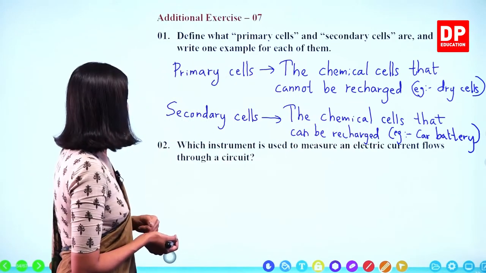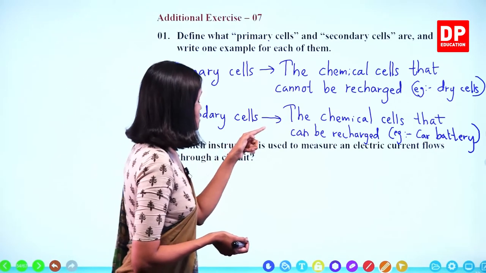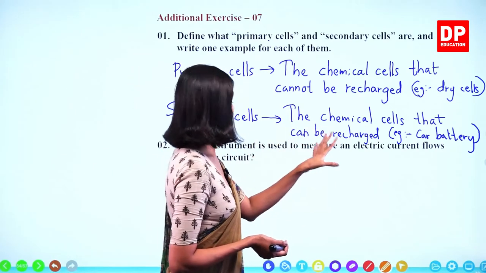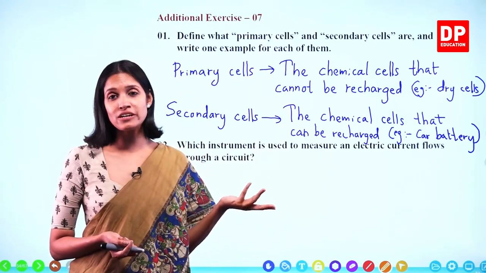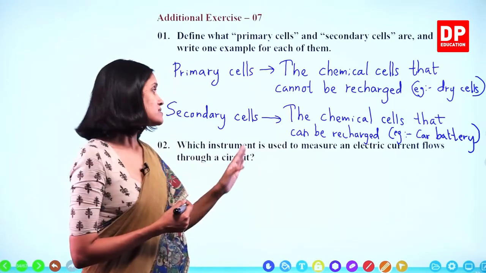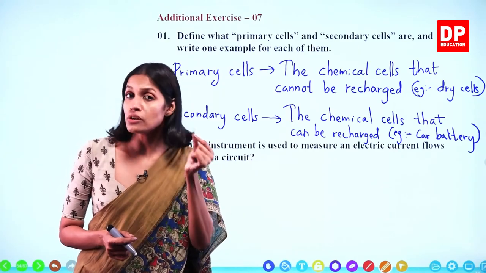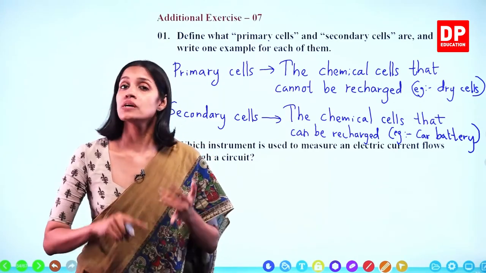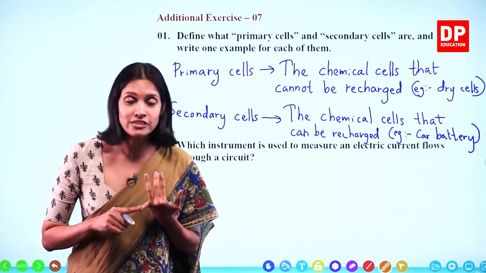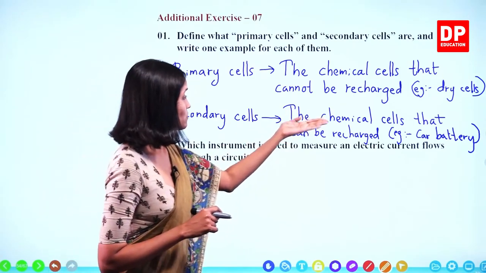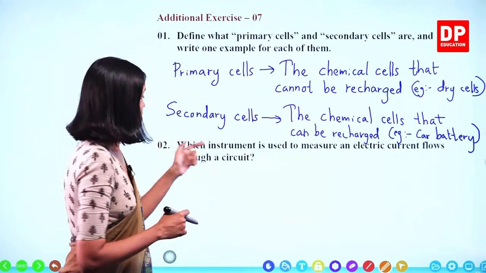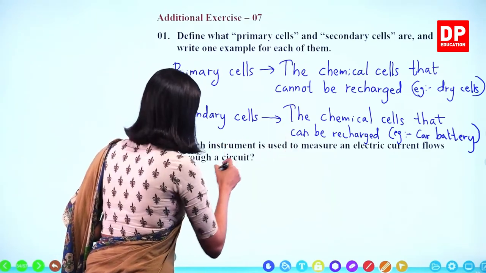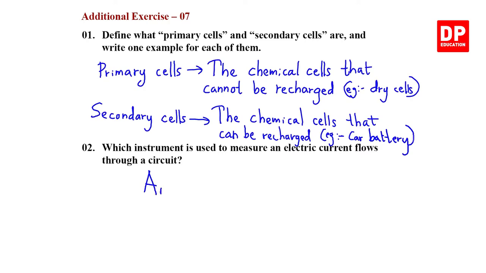Question number two. Which instrument is used to measure an electric current flowing through a circuit? What is the main instrument used, children? Ammeter. But at the same time, you all know to measure small electric currents, we can use milliammeter and galvanometer as well. But here, to measure an electric current, the main instrument used is the ammeter. Let's write, which instrument is used? Ammeter.